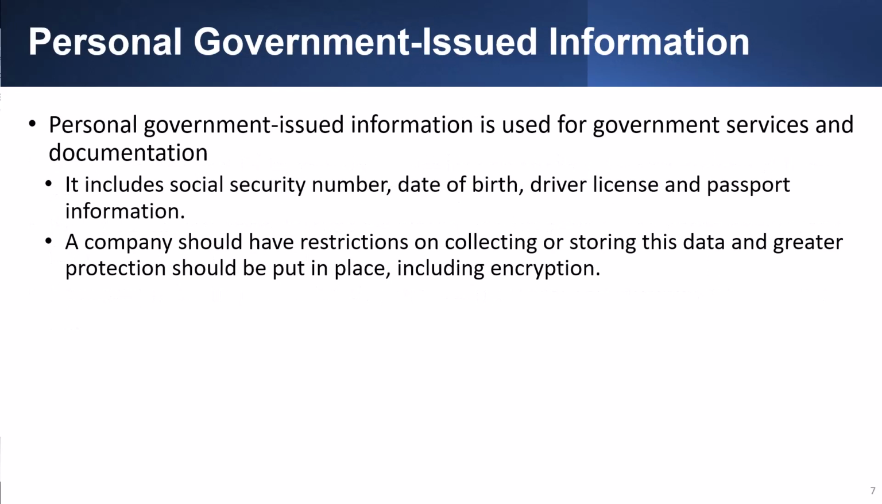Personal government-issued information is used for government services and documentation. It includes social security numbers, date of birth, driver's license, and passport information. A company should have restrictions on collecting or storing this data, and greater protection should be put in place, including encryption.